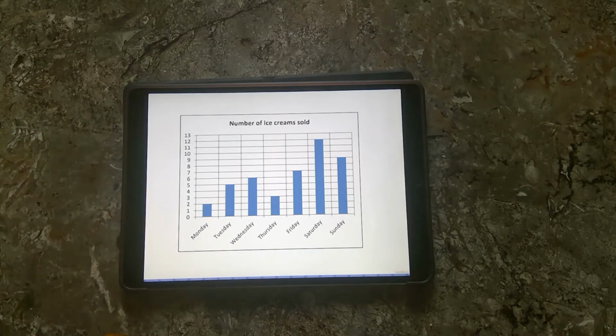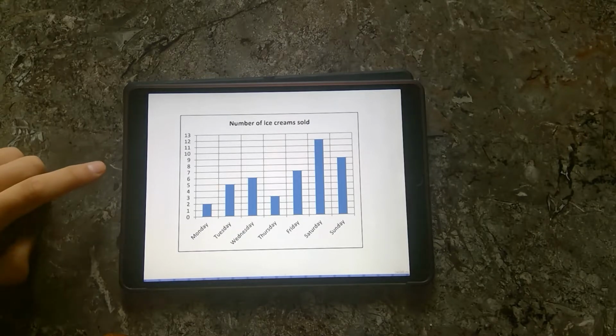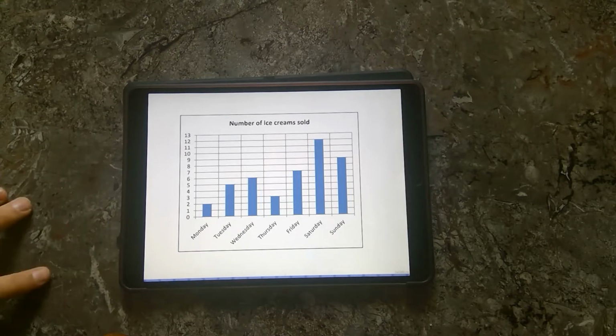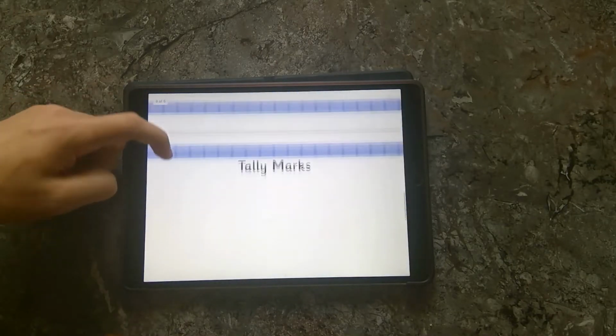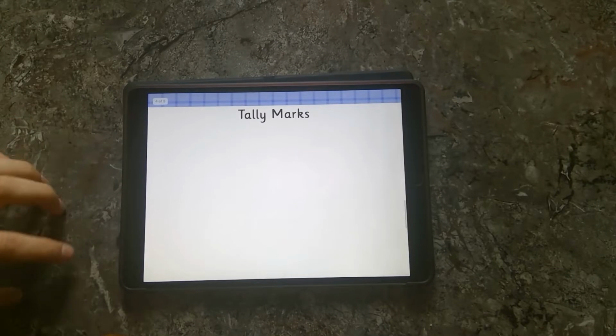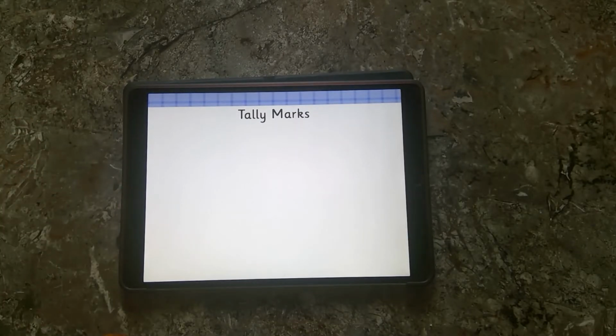Okay, so hopefully you've answered those questions. The answers were on the next slide after those questions. And now you're back here ready to start looking at making your own bar chart. So tally marks, I've written this here because you should have done this already last year or in year 2. But if you've not, we'll quickly go over it.